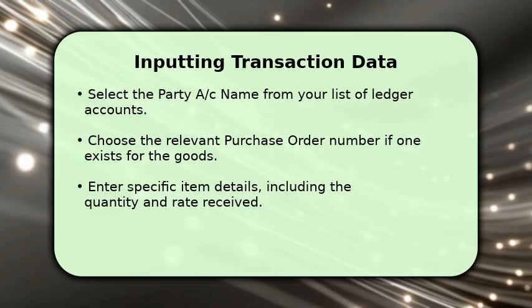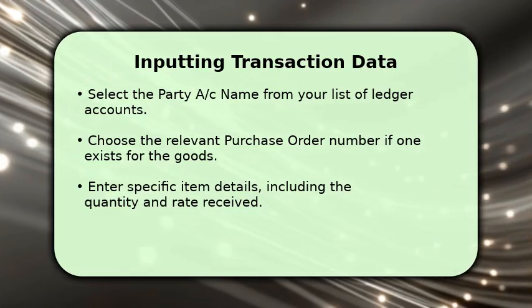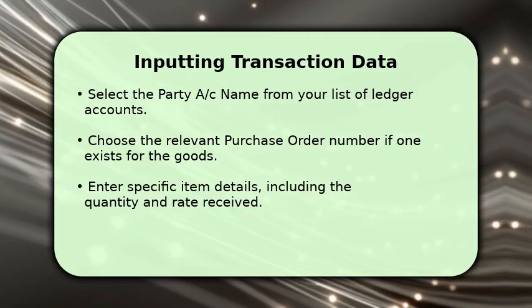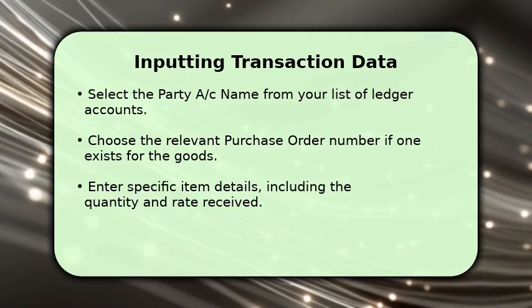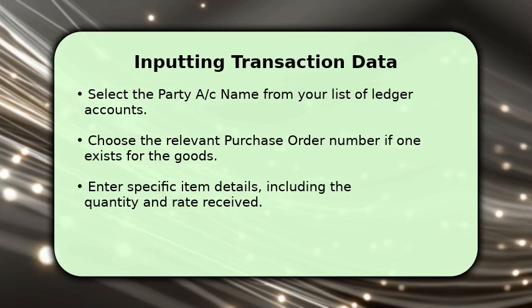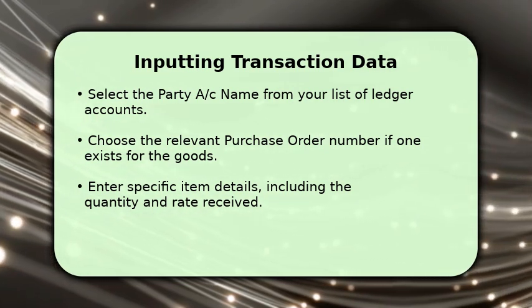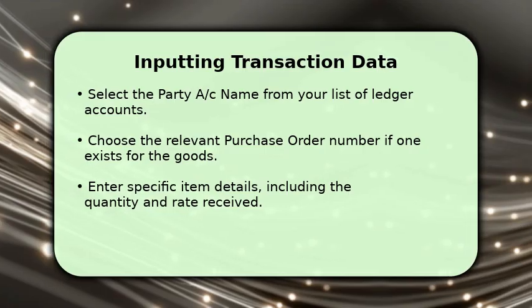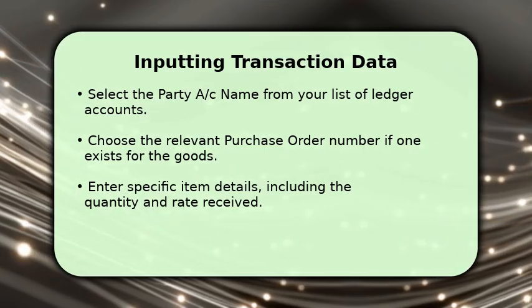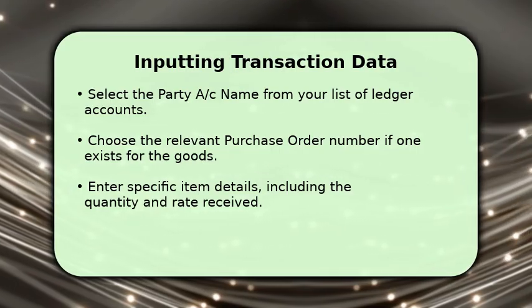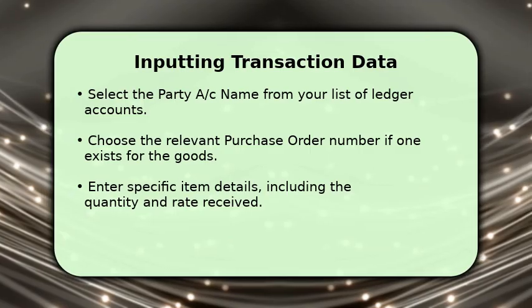Now, let's fill in the details for your goods receipt note. First, select the party A/C name from whom you received the goods. If you have a corresponding purchase order, link it by selecting the order number from the list. This will autofill many details. Next, input the item details, specifying the exact quantity and rate of each item. Remember to add a tracking number, which is typically the delivery note number provided by your supplier.